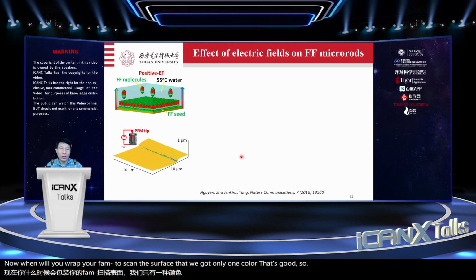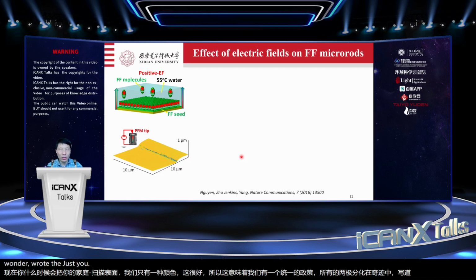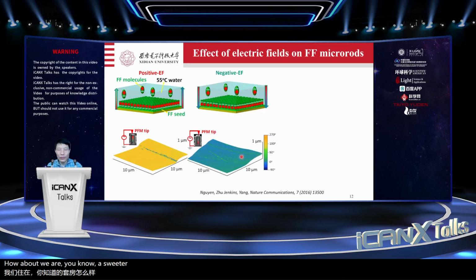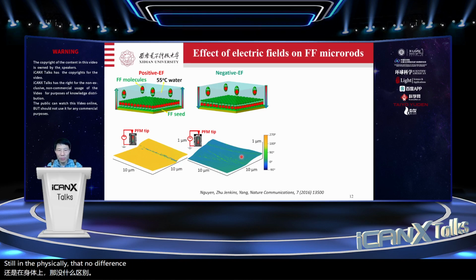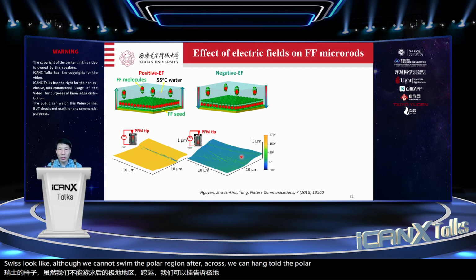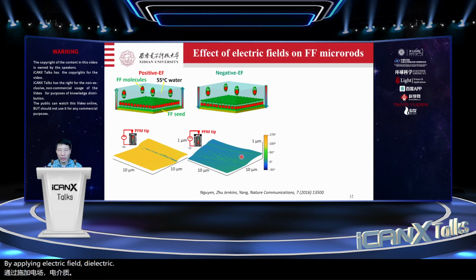That's good. So that means we have a uniform polarization. All the polarization in one direction just agrees with the electric field. How about we switch the electric field in the other direction during the growth? What will be the macro rod? It looks like the macro rod is still physically no different, but the polarization switches. Although we cannot switch the polarization after the growth, we can control the polarization by applying an electric field during the growth. So we found a way to get piezoelectric biomaterials with uniform polarization.